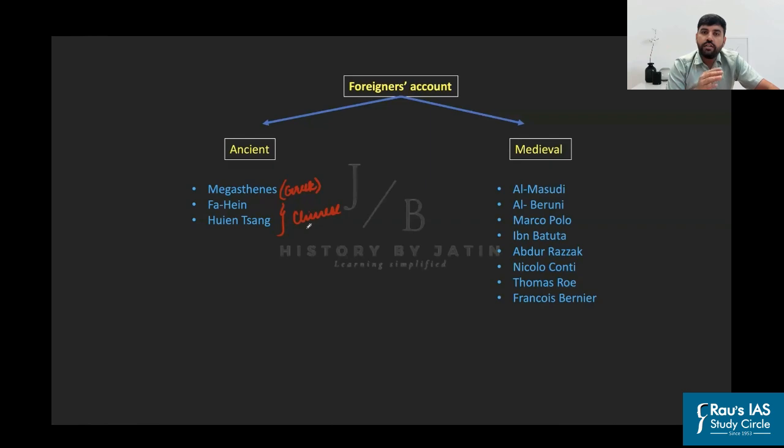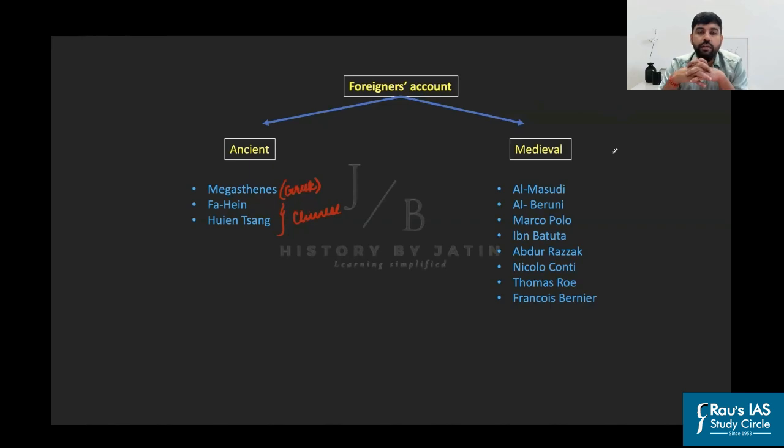Do we find any foreigners' account written in Sanskrit? No. Why would Sanskrit be a foreigner's account? It is Greek or Chinese. Then we come to medieval India. When medieval India starts, right from the 9th century, we have Al-Masudi. He came during the time of Devpal or Mahendrapal, 8th and 9th century.